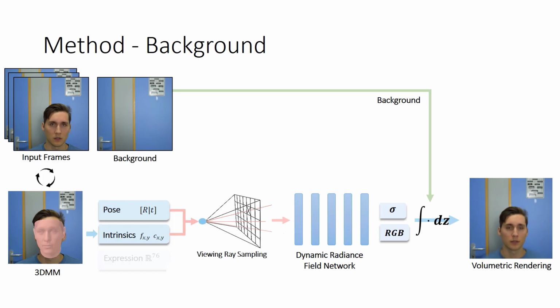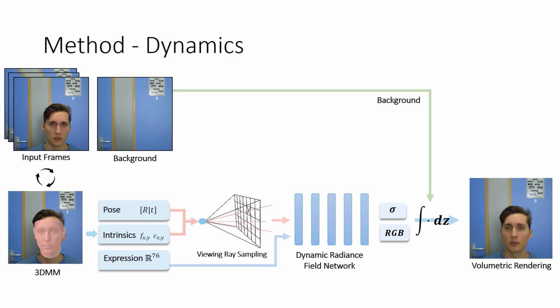To account for the non-rigid dynamics of the face, we make use of the low-dimensional blend-shape coefficients of the morphable model-based face tracker. For each frame, the dynamic radiance field is conditioned on the expression parameters. This allows the network to adapt the geometry to the current frame by continuously altering the density values at each point.